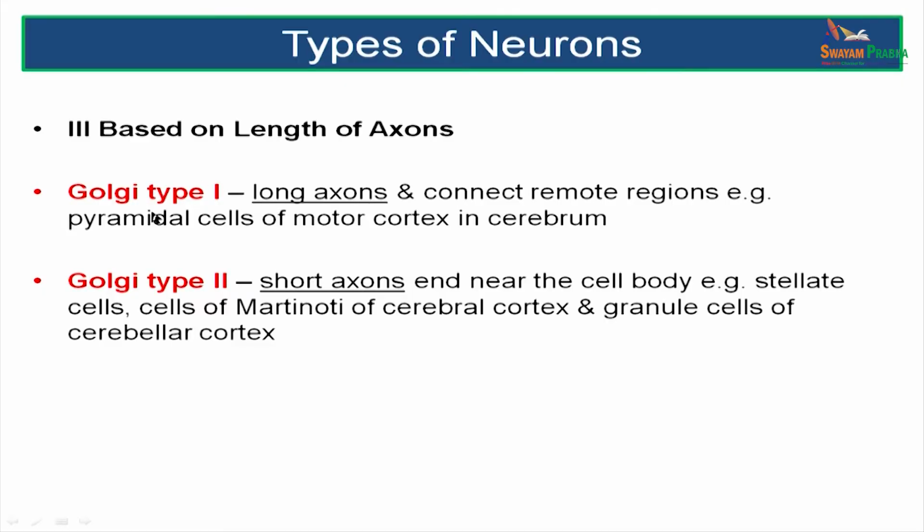Neurons can also be classified based on the length of their axons. So there is Golgi type 1 with long axons and Golgi type 2 with shorter axons. The long axons or type 1 will connect places which are far away from each other. For example, the pyramidal cells of the motor cortex in the cerebrum is a remote region, whereas short axons will contact smaller regions which are closer by, like cells of Martinotti of the cerebral cortex and granule cells of the cerebellar cortex.